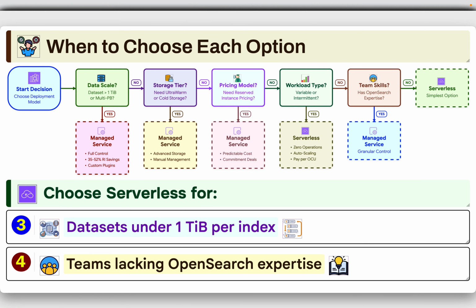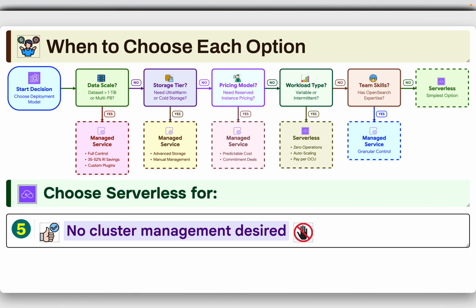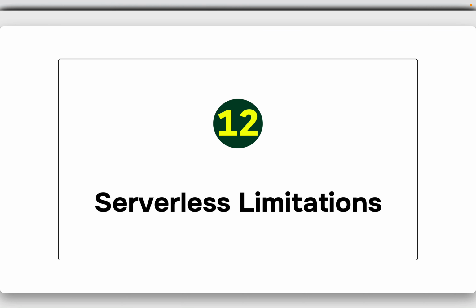And teams that lack OpenSearch expertise who want a simpler experience because they don't have to think about any sharding or designing of schema and all. No cluster management desired, when you want AWS to handle all infrastructure operations.